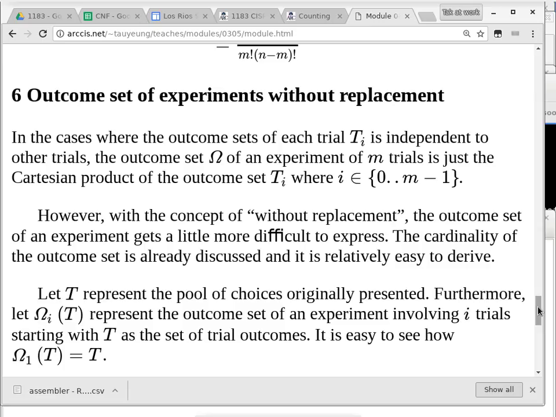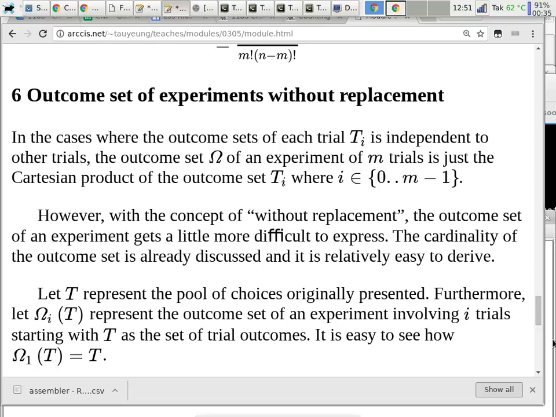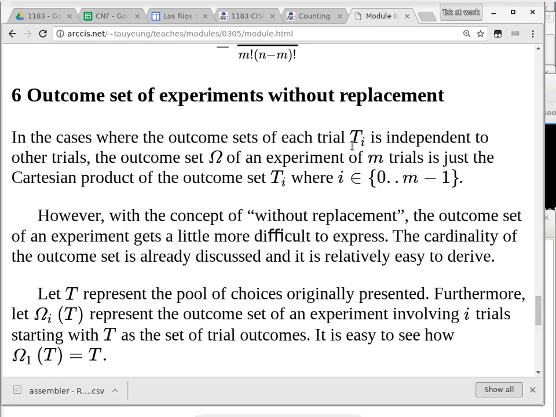So this turns out to be a little bit cumbersome in terms of how we can express it. So I need to use some notation here. So the notation is right here. Forget about the first two paragraphs because that's with replacement. So without replacement, we use this notation. Omega i is representing the outcome set of an experiment involving i trials, starting with T as the initial set of possible outcomes. Is that okay?